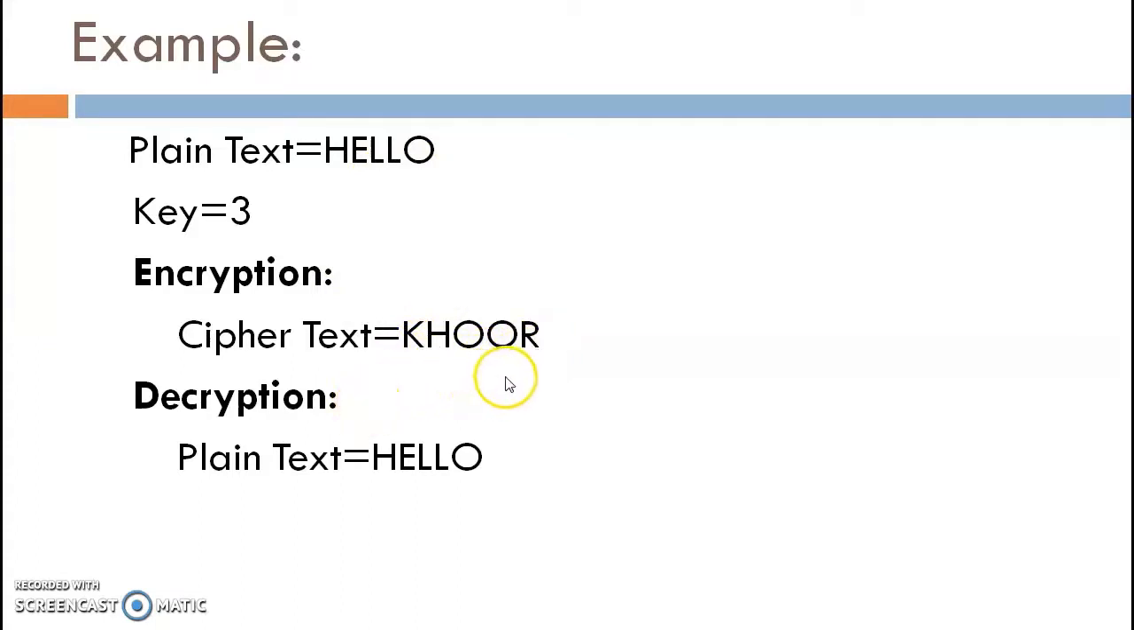In the same way for decryption, we apply the decryption algorithm: D of C equals (C minus key) modulo 26. So for the ciphertext letter K, the first letter, K minus the key 3 modulo 26 gives the result H. The same applies to the other letters.